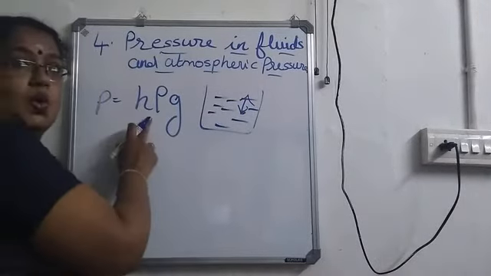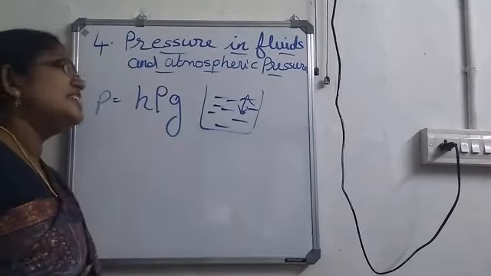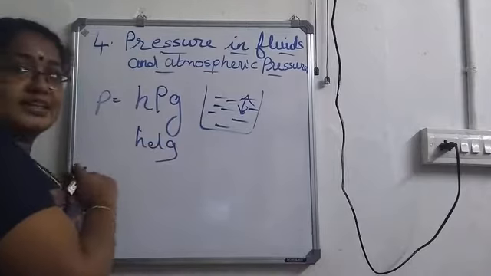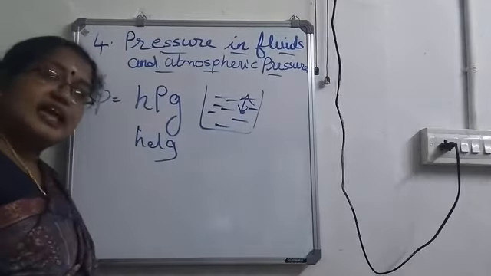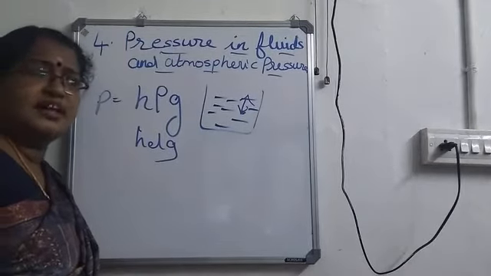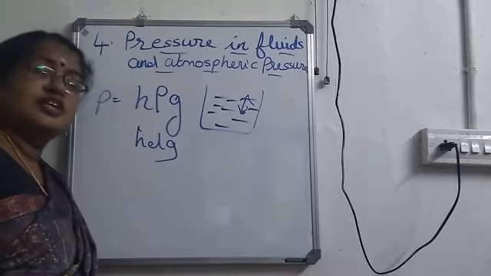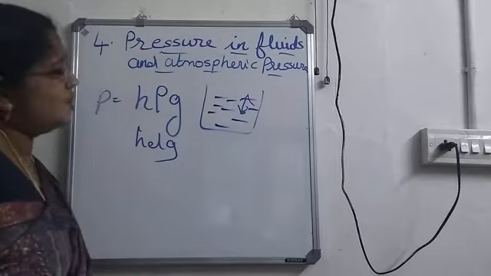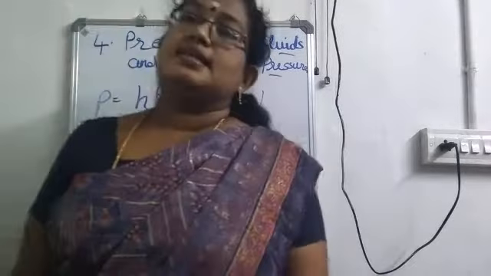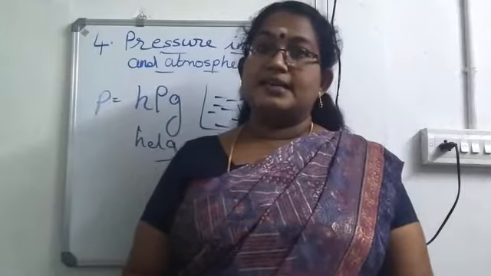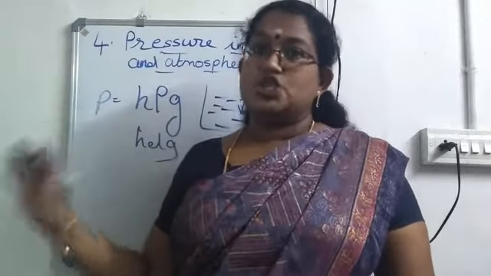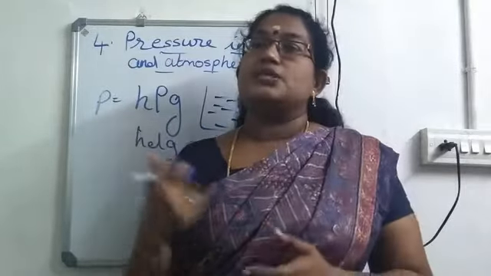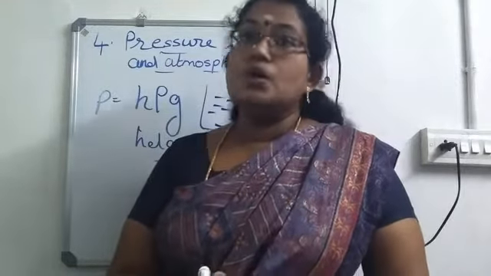Then rho stands for density. If you say it as h d g, that is also correct, because d or rho stands for the density of the liquid. And what is g? g is the acceleration due to gravity. Is it clear? Pressure exerted by liquids is given by the equation h rho g, where h is the depth, rho is the density of the liquid, and g is the acceleration due to gravity.